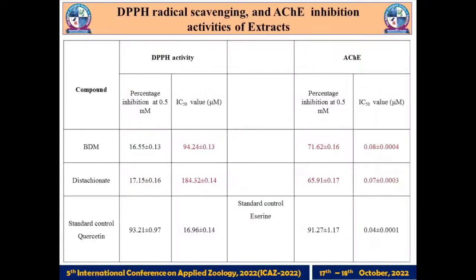DPPH radical scavenging and acetylcholinesterase inhibition activities were also performed. Brenia distachia methanol extract and novel distachionate were taken against the standard. In DPPH activity, quercetin was used as standard and distachionate shows a significant result against the standard. In acetylcholinesterase inhibition activity, isolene was used as a standard and distachionate also shows a significant activity against the standard.